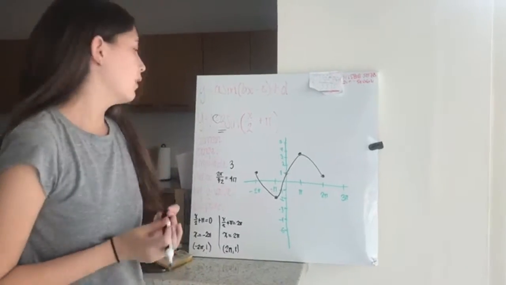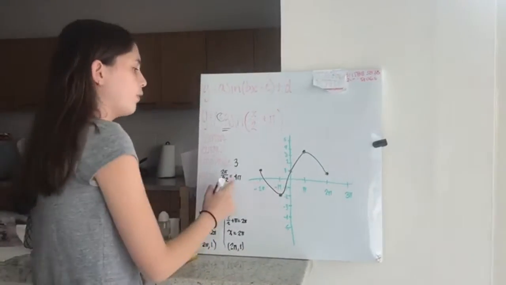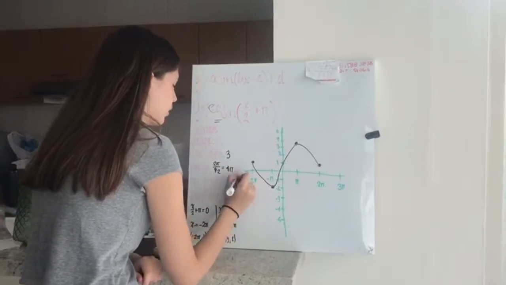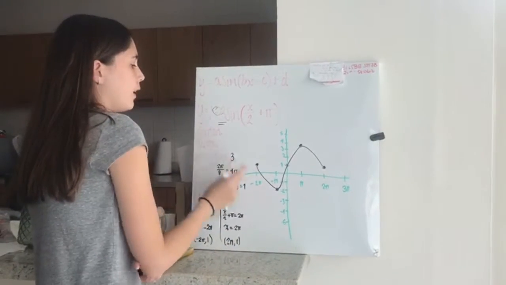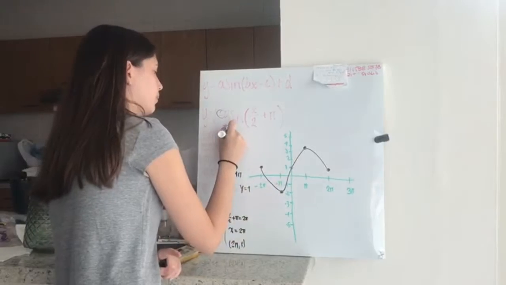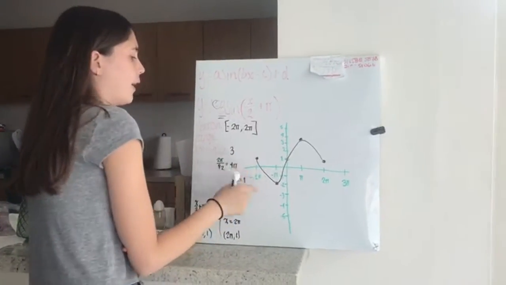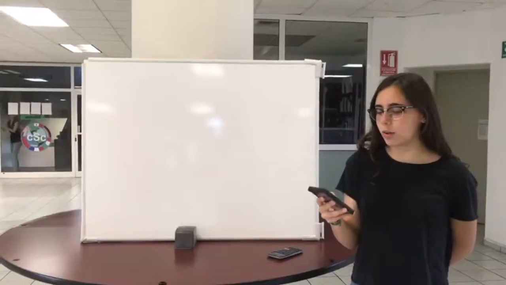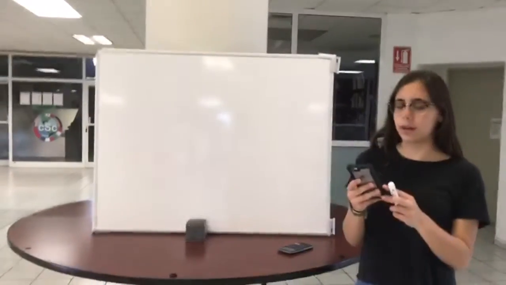So, now that we have the graph, we know that our average y value, which is the value in the middle, is y equals 1. Our domain is from -2 pi to 2 pi. Our range is from -2 to 4. And that's it.